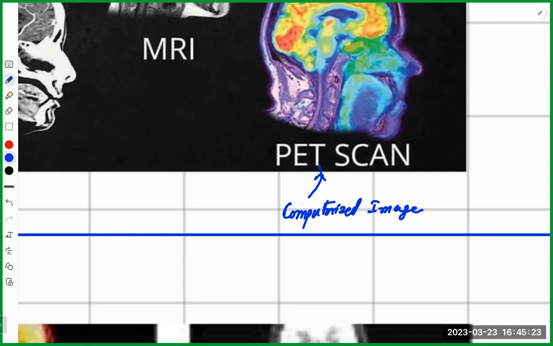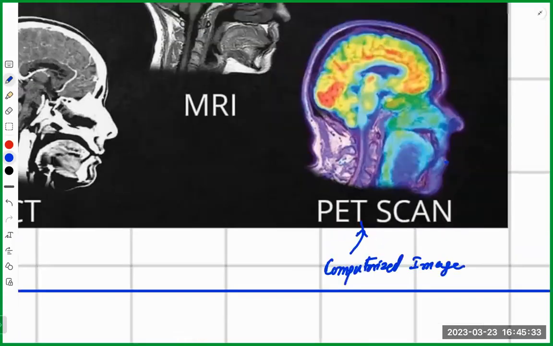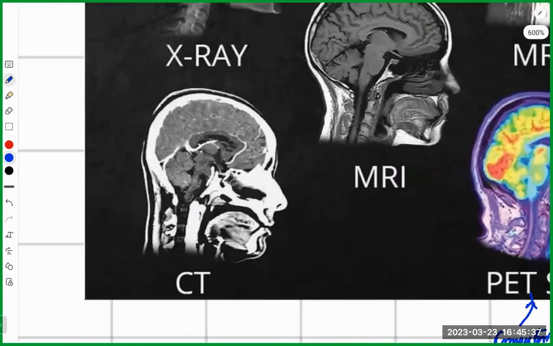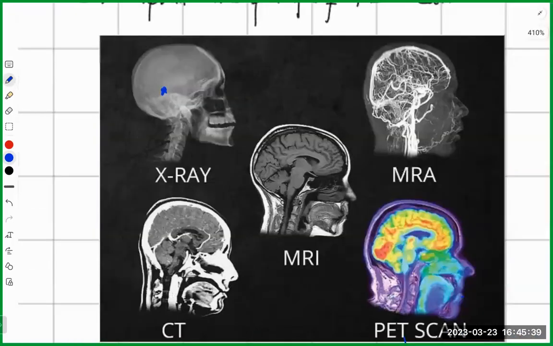But CT scan, CT, computerized tomography. Again, tomography, it is a kind of image that is generated. Even MRI is a generated image. CT scan is a generated image. X-ray is a direct image.